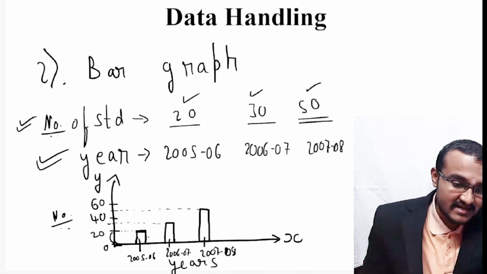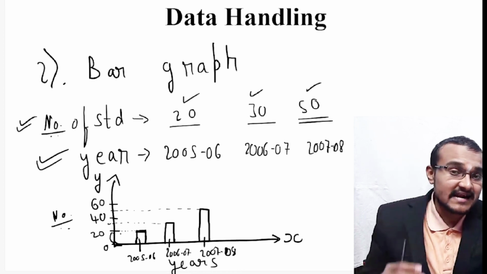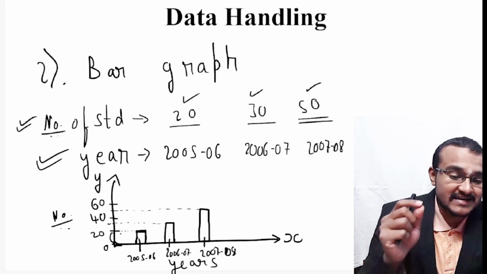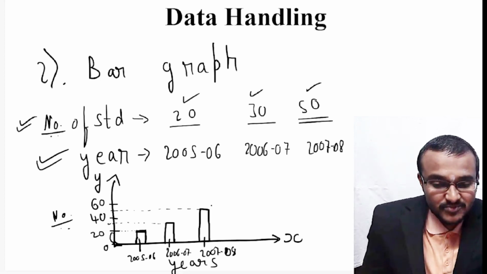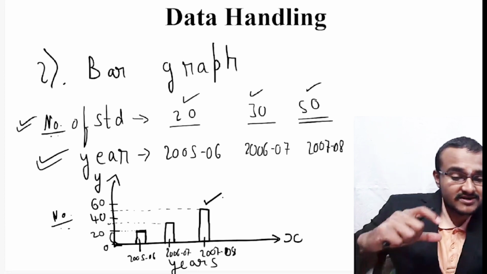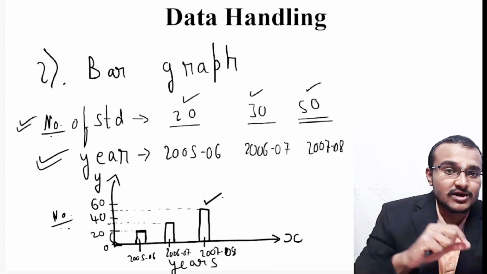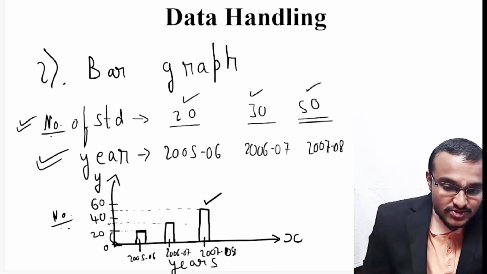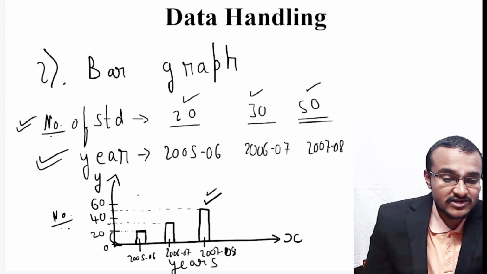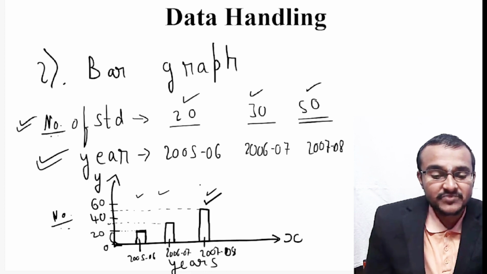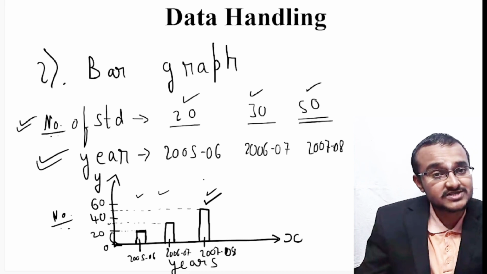Here you can see this particular rectangular bar has very less height. That shows the number of students admitted in 2005 to 2006 is less. Similarly, the third rectangular bar is the maximum compared to the other two. That shows in the year 2007 to 2008 the maximum number of students got admitted to this school when you compare these three data sets. So you are comparing between 2005-06, 2006-07 and 2007-08.